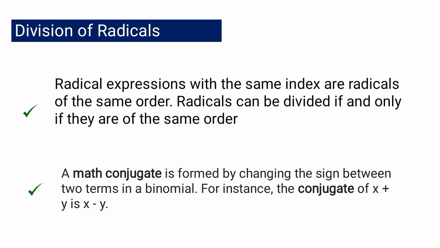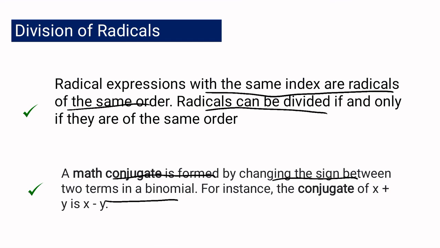These are the things that you need to remember. Number 1, radical expressions with the same index are radicals of the same order. And then radicals can be divided if and only if they are of the same order. And again, a math conjugate is formed by changing the sign between two terms in a binomial. Example, you have x plus y. The conjugate is x minus y.